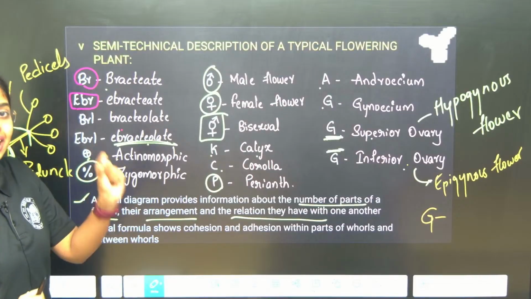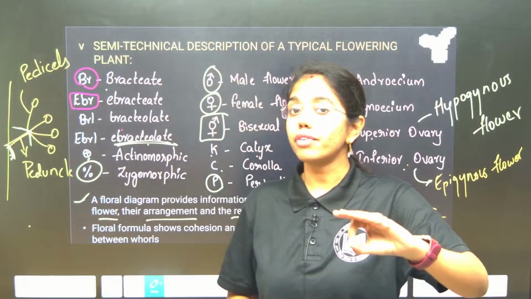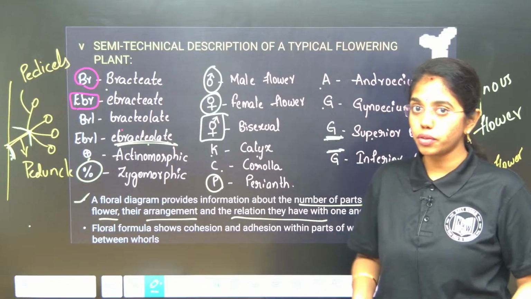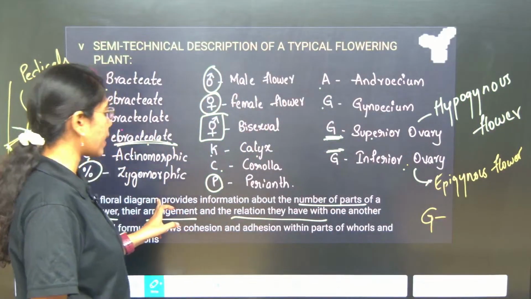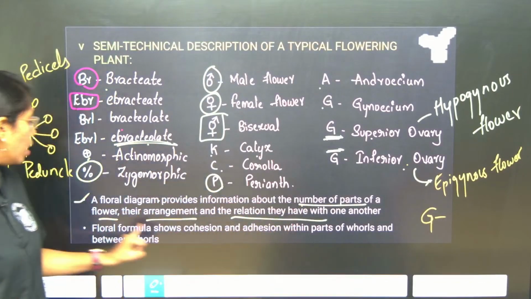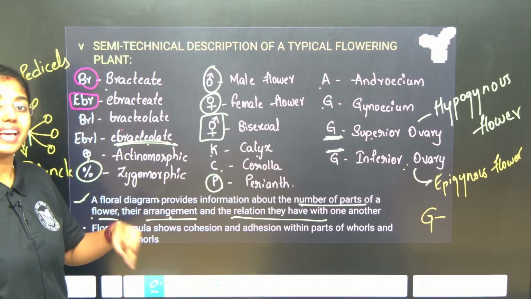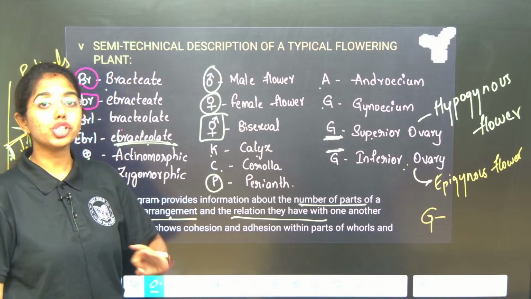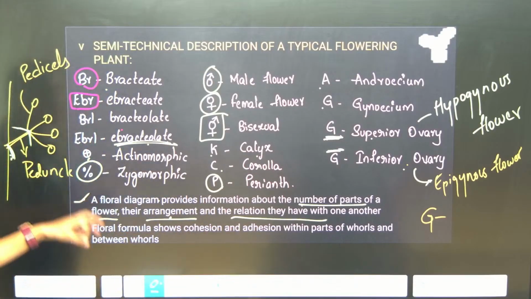Okay, the information that you are getting from a floral formula and from a floral diagram is very important, where we can expect a statement-based question from this. What information will you get from a floral diagram? You have to remember, you will get the number of parts of the flower or number of whorls present in the flower, how they are arranged, like aestivation and placentation, and the relationship between the different whorls present in that family.